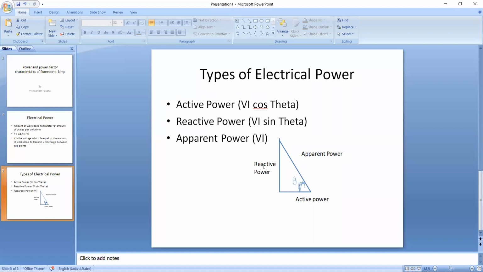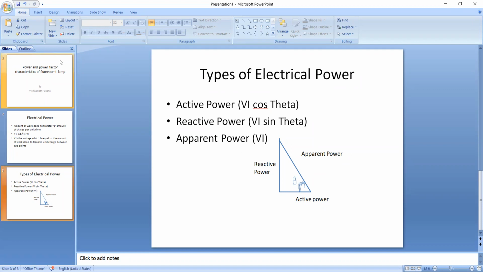So you have three types of power. Apparent power is the power which is being supplied to the system. Active power is the amount of power which the system uses. And reactive power is the amount of power which the system cannot use, but it is stored in the form of magnetic energy in the system. These are represented with the help of a right angle triangle where the hypotenuse is apparent power, the base is active power, and the perpendicular is reactive power. Now the angle between active power and apparent power is known as theta, right?